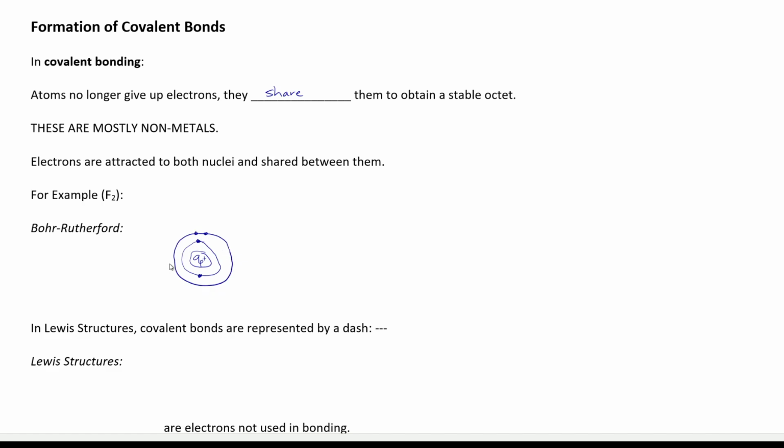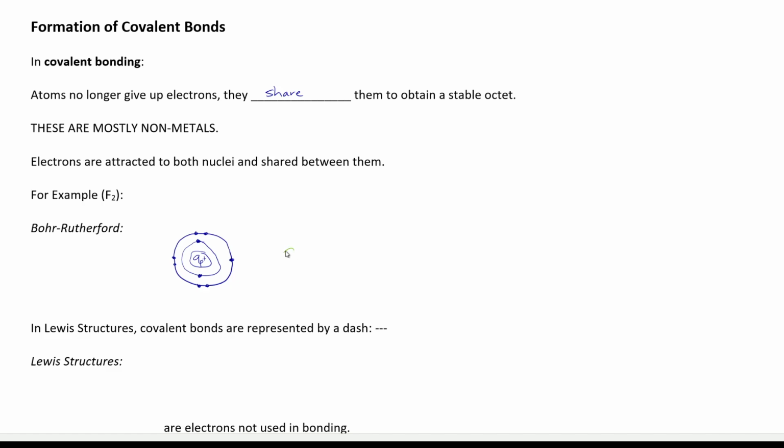So 2, 4, 6, and 7. Remember that elements strive to complete their outer shells for chemical stability. So a fluorine atom is quite unstable because it doesn't have a full outer shell. So it could either take an electron from another element, and that would produce an ionic bond, or if there was another element that had one electron to share, it could form what's called a covalent bond.